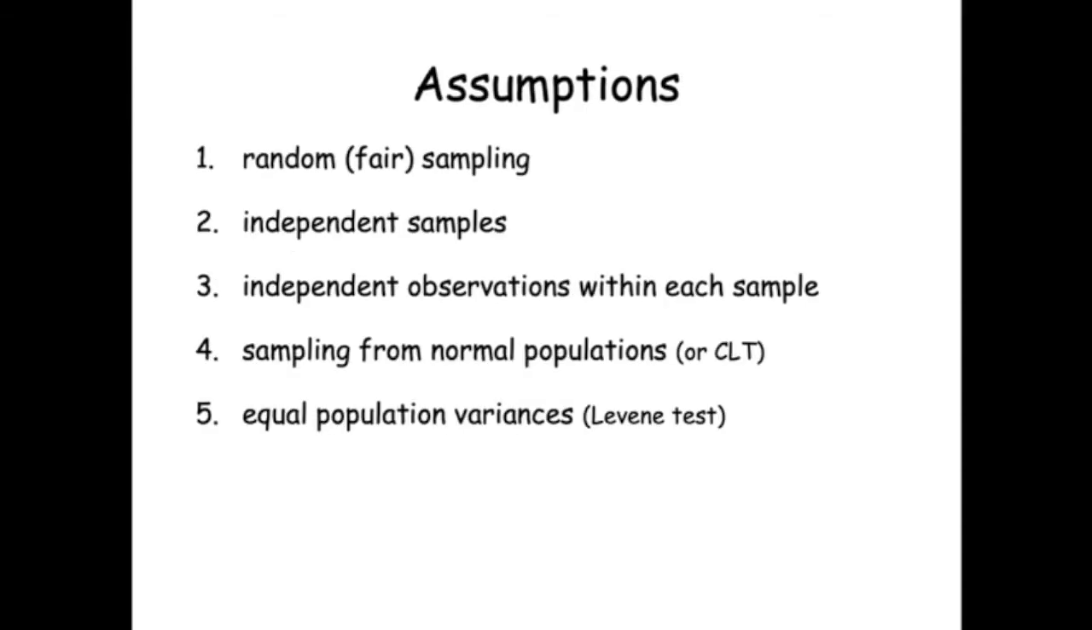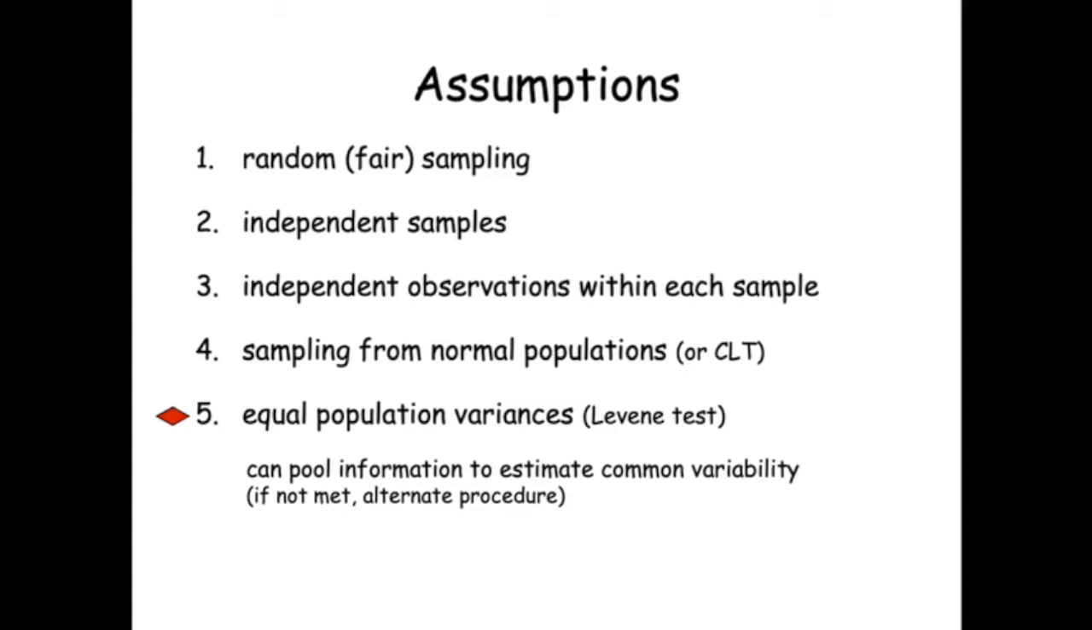Here are the test assumptions. Three of these are the same as the one-sample t-test, extended to two samples. The second assumption, independent samples, means that subjects cannot be in both groups. The last assumption is tested in SPSS using the Levene test. Meeting the assumption allows us to pool information from both samples in order to calculate a pooled estimate of population variability.